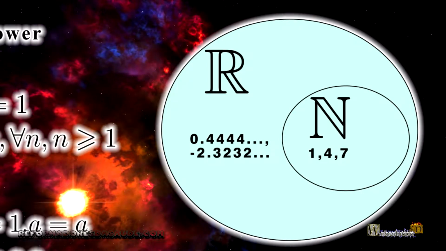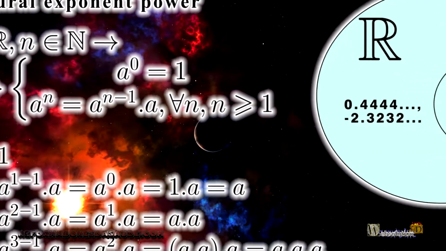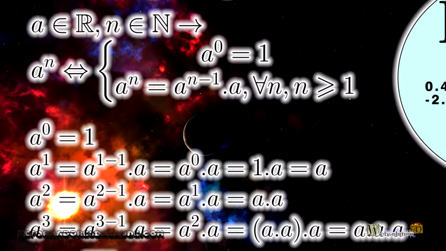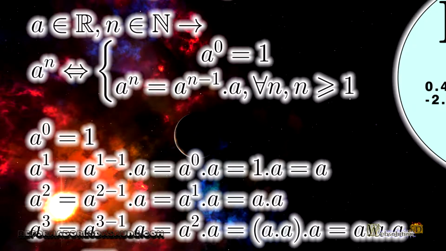With these values we can define that the number A raised to n, when n is equal to 0, is equal to 1. That is, any number raised to 0 equals 1. Even 0 raised to 0 is equal to 1.